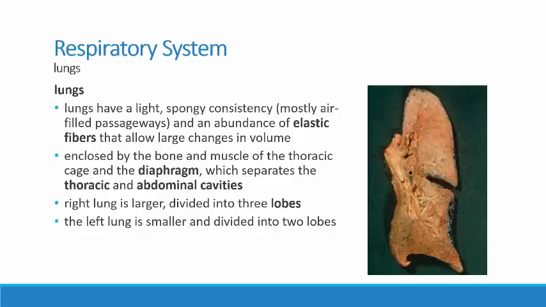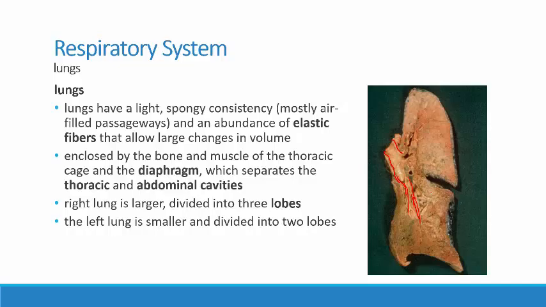The lung is primarily air-filled passageways, and we have this image here from the book that shows the bronchus, the main bronchus coming in, and it branches and gets to smaller and smaller bronchi until eventually we reach the bronchioles. The lungs are found in the thoracic cavity, surrounded by the bone and the muscle of the thoracic cage, and by the diaphragm that separates the thoracic cavity from the abdominopelvic cavity.